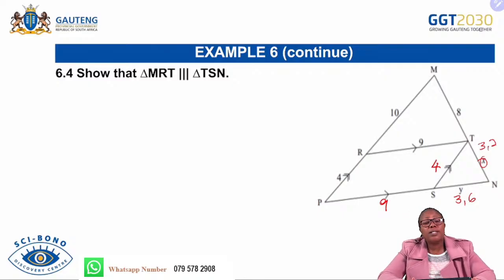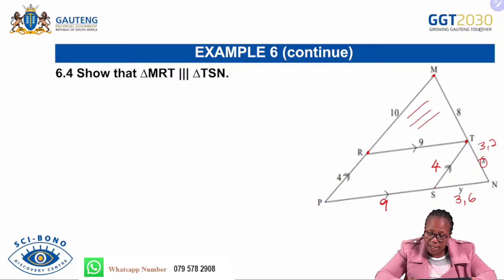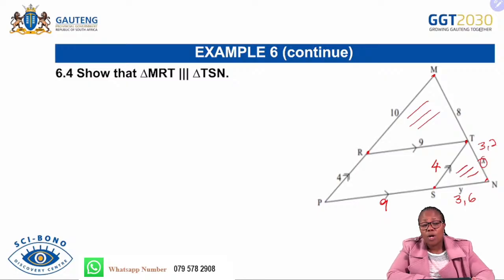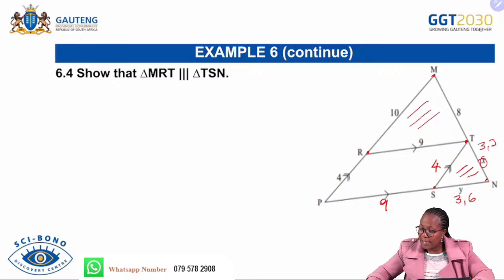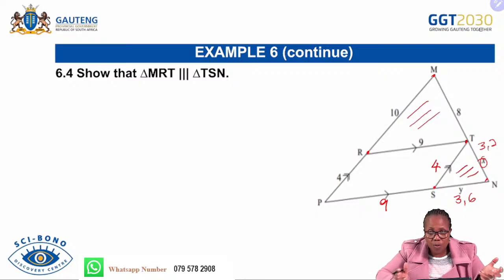Okay, and then in 6.4 now, we need to show that triangle MRT is similar to triangle TSN. MRT, we are looking at that one, similar to TSN. So we are comparing these two now. Okay, we do not have angles, grade 12. We are given the sides in proportion. Let's start with the sides, with what we know first.